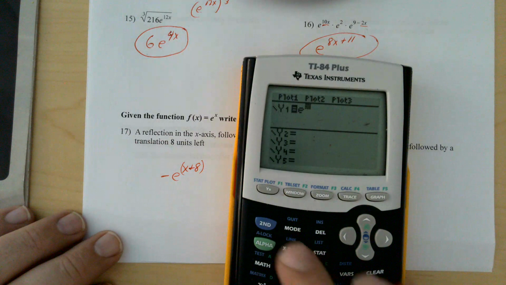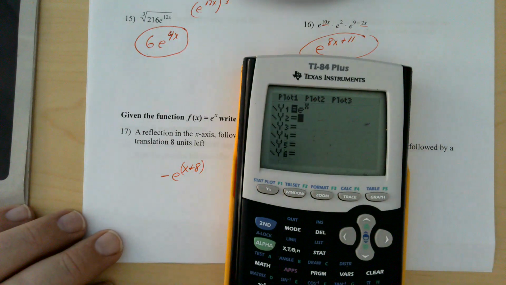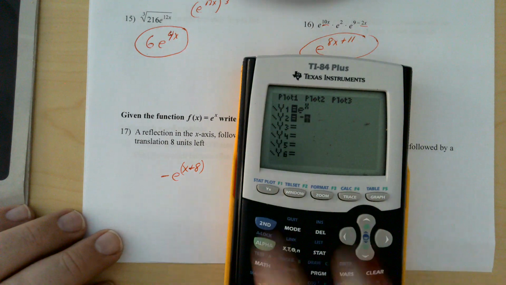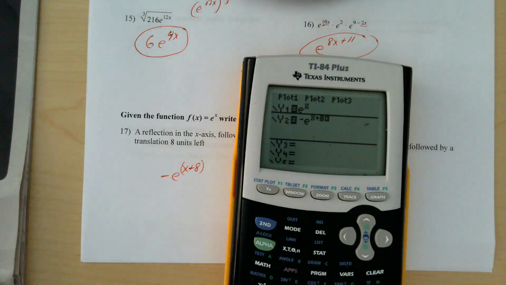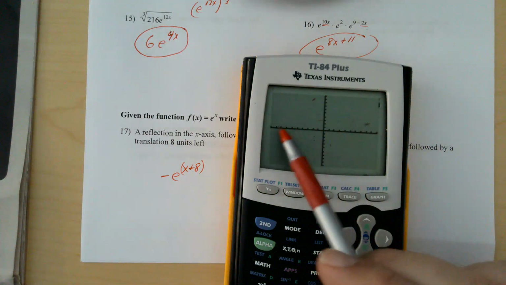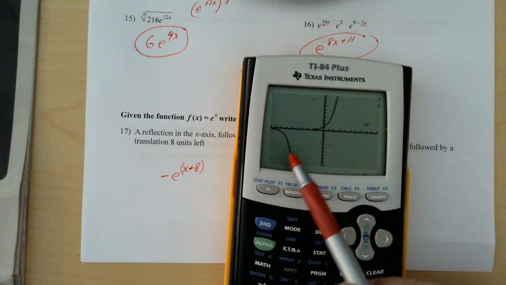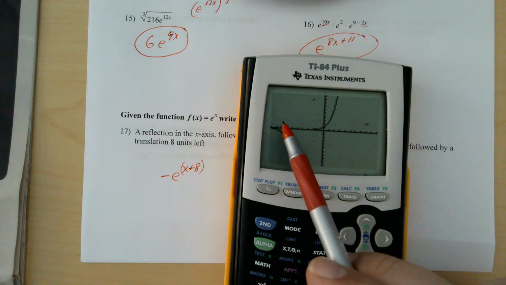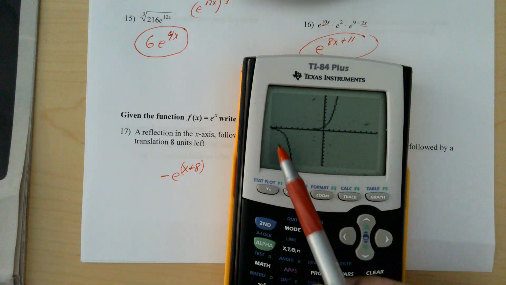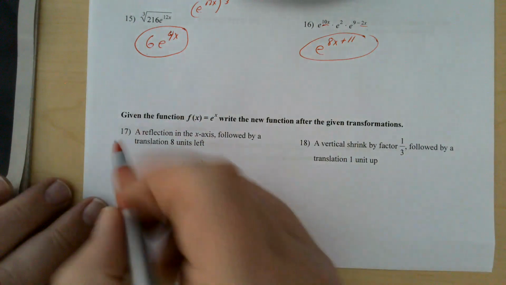So if you really wanted to make sure, in fact, I will show this on a calculator real quickly. I can type in e raised to the x, that's my original function. If I want it to be reflected, I need a negative, and then e raised to the x plus 8. And I should see that here's my original, so it's going to curve up like that. And then over here, I'm going to see I actually reflected it, and I moved this over 8 units to the left. So I feel very good about my answer.